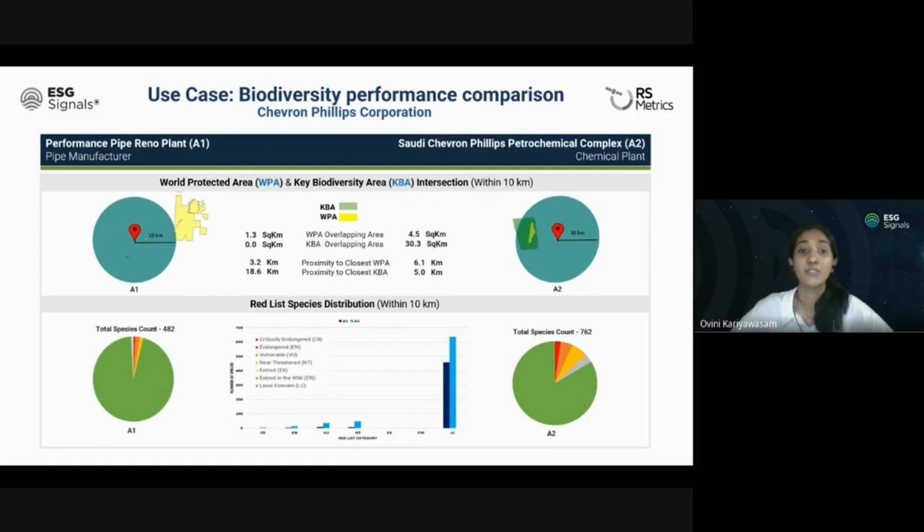Also, an enhanced overall biodiversity impact measurement at asset, company, and further aggregated levels will become a part of this offering.